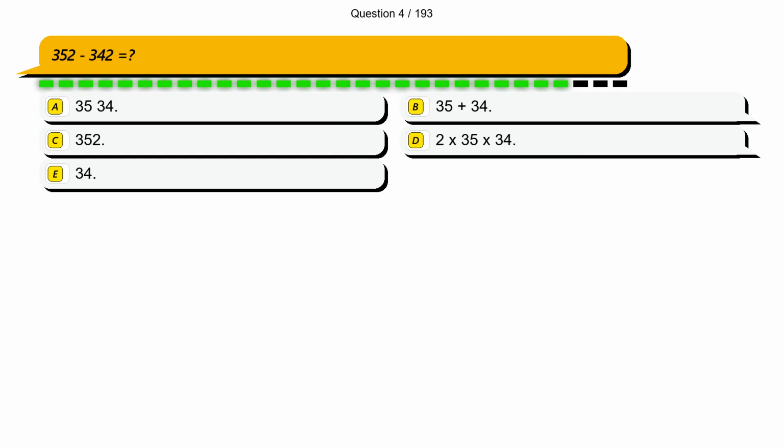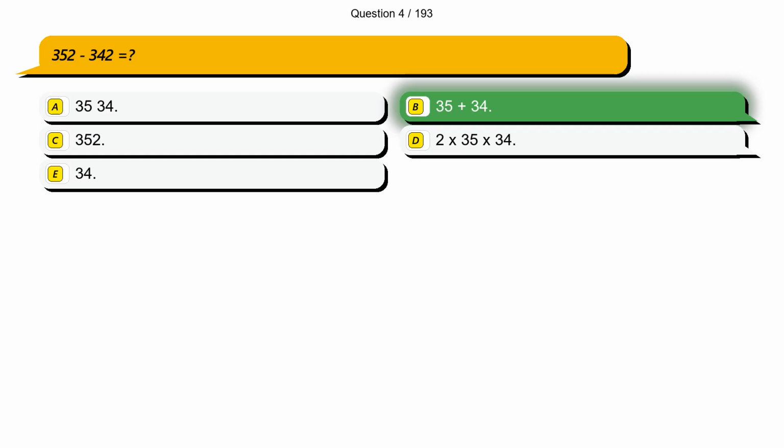Question 4. 35 squared minus 34 squared equals? Option A, 35 minus 34. Option B, 35 plus 34. Option C, 35 squared. Option D, 2 times 35 times 34. Option E, 34.